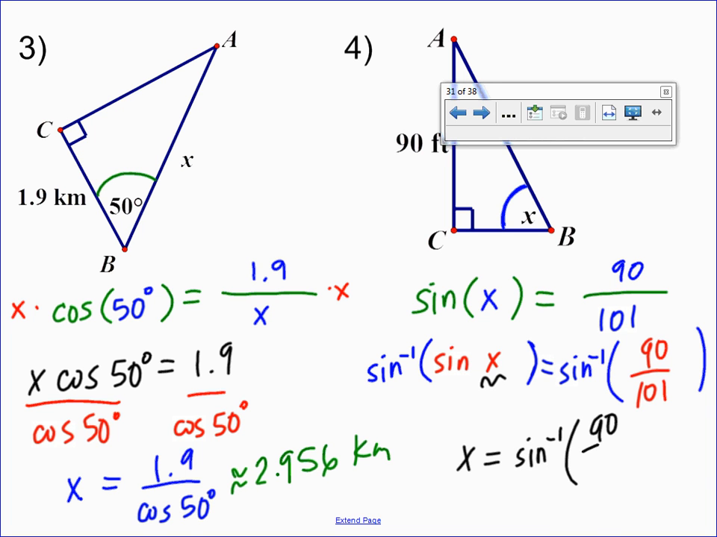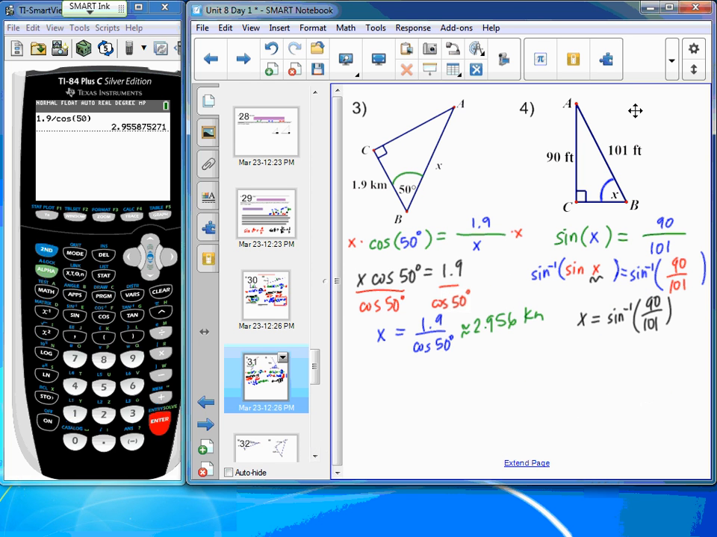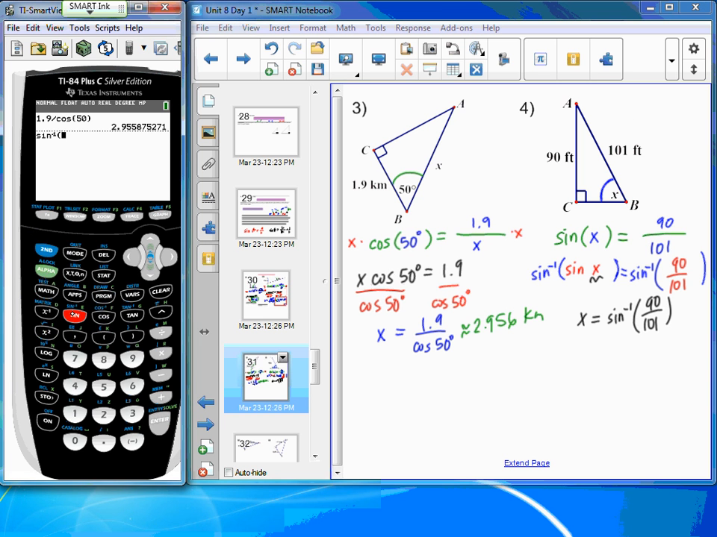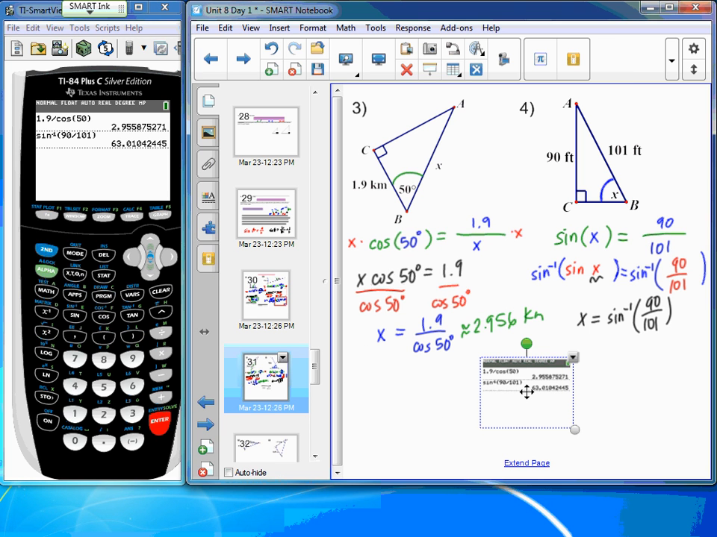I don't know what that is, so I'm going to go to my calculator and get a decimal approximation. But where do I find my inverse sine button? Well, yes, that's right, the shift key, second sine, gives me inverse sine. So x equals the inverse sine of the ratio 90 over 101, close input, and I get about 63 degrees.